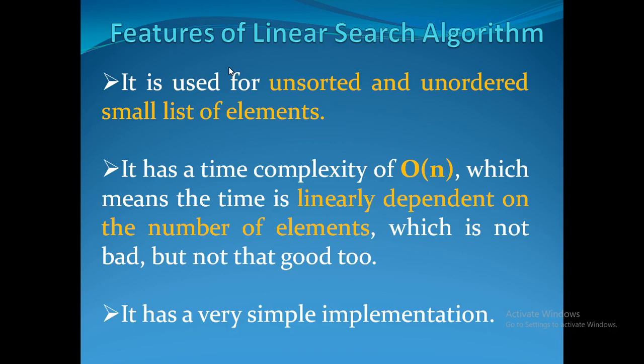Of course, we discussed that we search the elements one by one. So if you want to search an element that is located in the last position, what will we do? We will compare all the elements in the list, so that we reach the last element and identify the element available in the last position. So the time complexity is O of n. That means we are comparing all the elements in the array. Only then will we reach the exact location, which means the time is linearly dependent on the number of elements, which is not bad but not that good too.